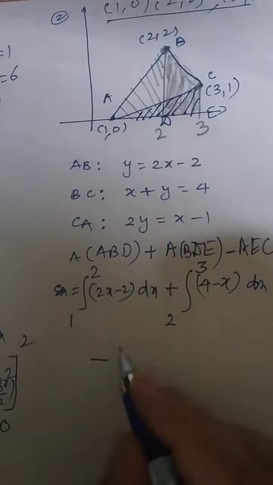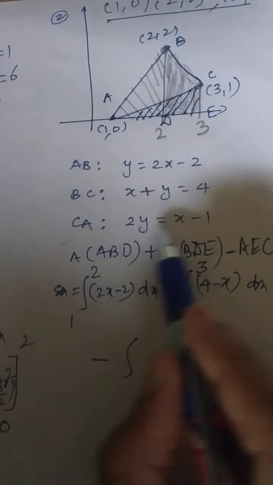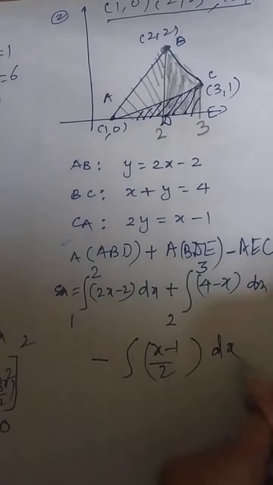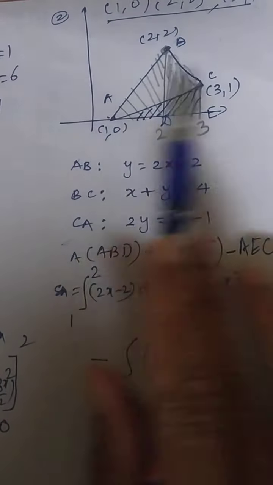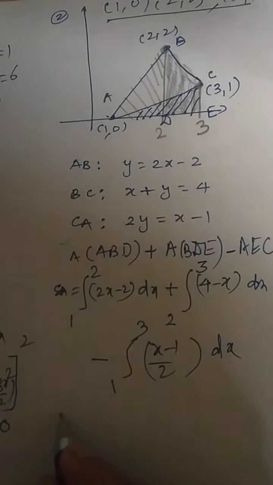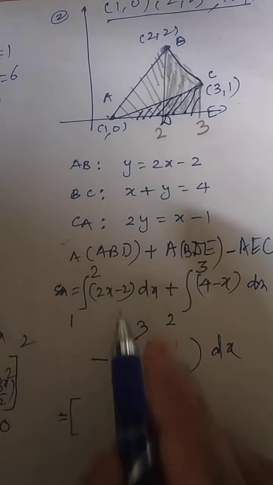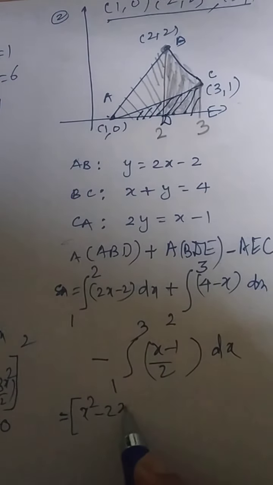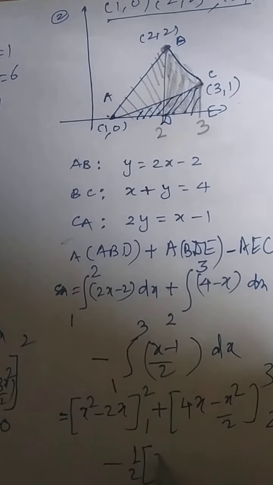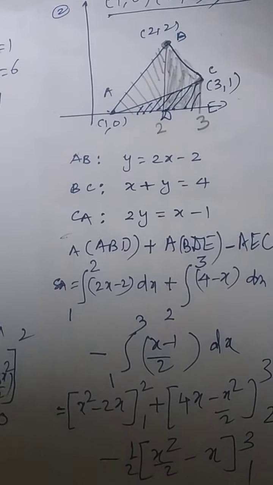So that the remaining area will be the triangle. Now this is bounded by AC. What is the AC line? AC line is nothing but (x minus 1) by 2. But the variation is from where to where? It will be from 1 to 3. And now everyone is aware it is a simple integration. The first integration is x square minus 2x over here, 2 to 1, plus 4x minus x square by 2 over here, 3 and 2, minus half outside, x square by 2 minus x, upper limit 3, lower limit 1.